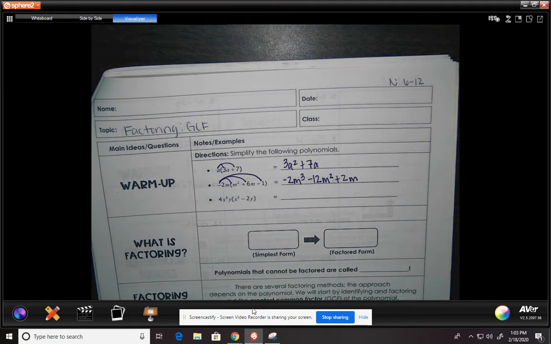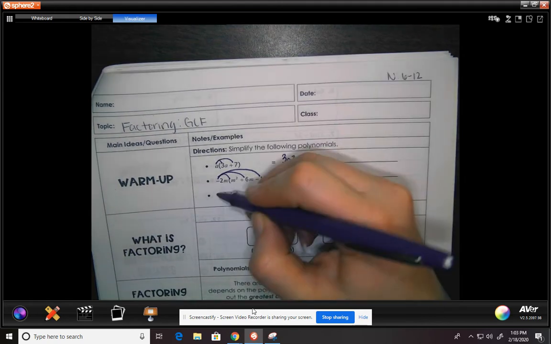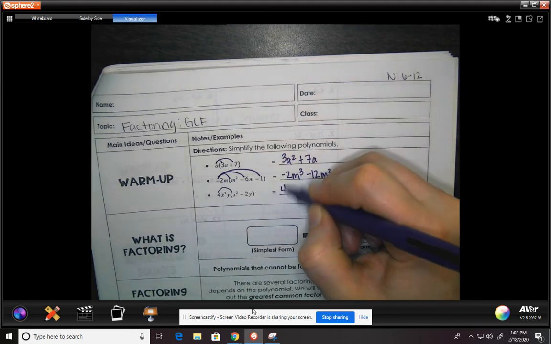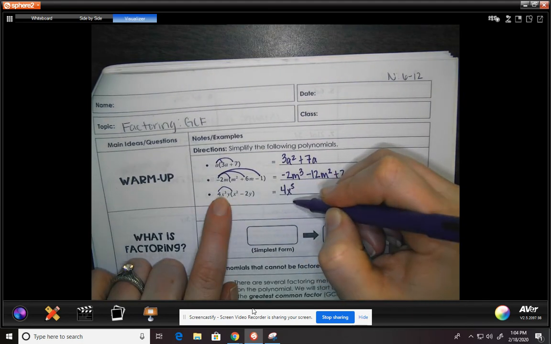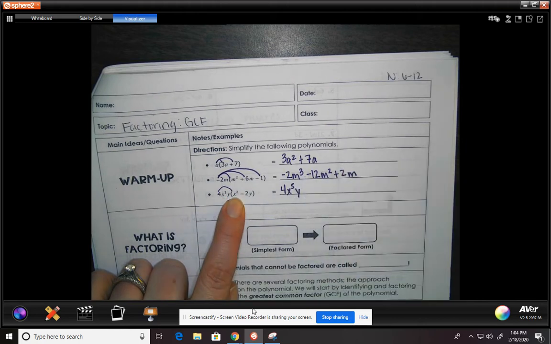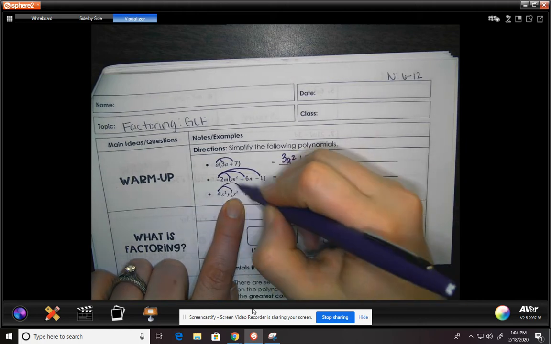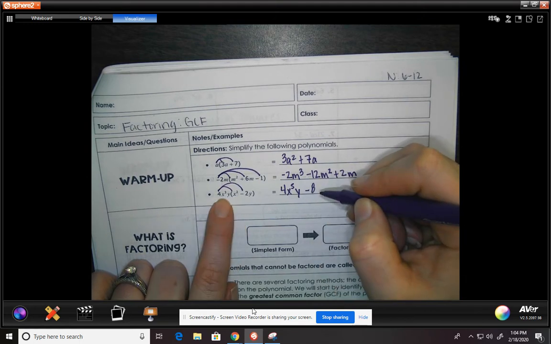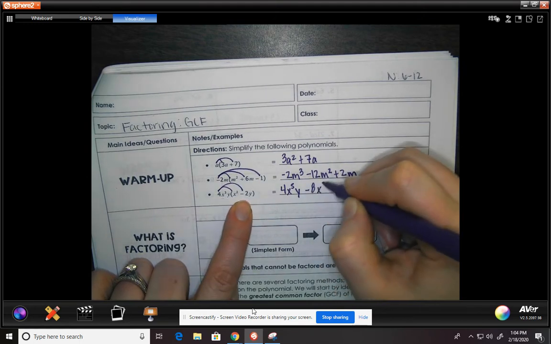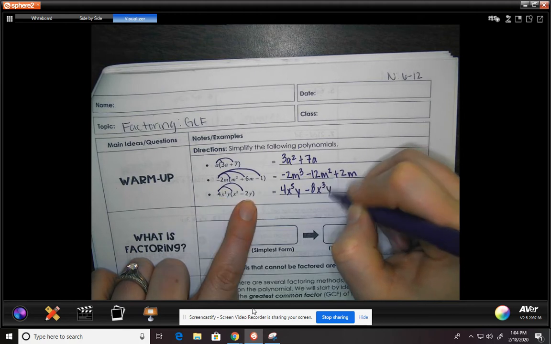And for my last warm-up example, we're going to do 4 times 1, which is 4. And then 3 plus 2 gives me x to the fifth, and 1 plus none gives me y. Then we're going to do 4 times negative 2, which gives me negative 8. So 3 plus none gives me x to the third, and 1 plus 1 gives me y squared.